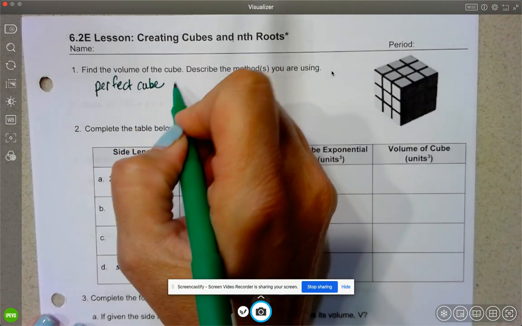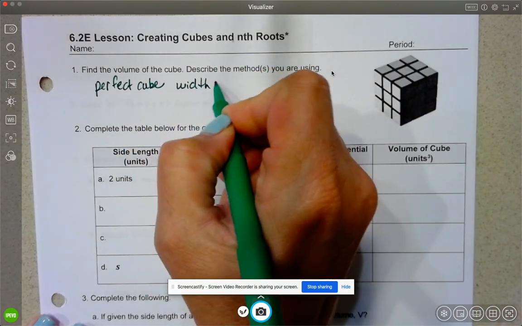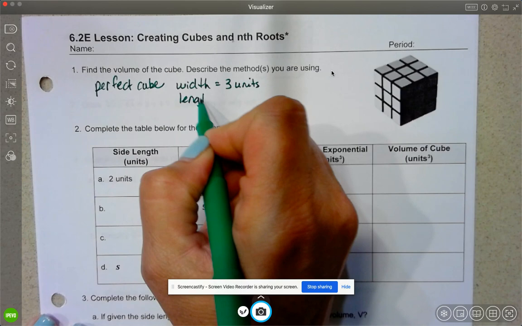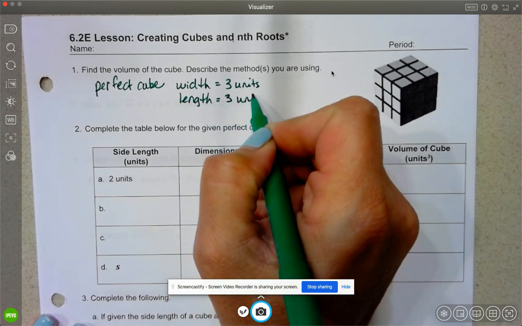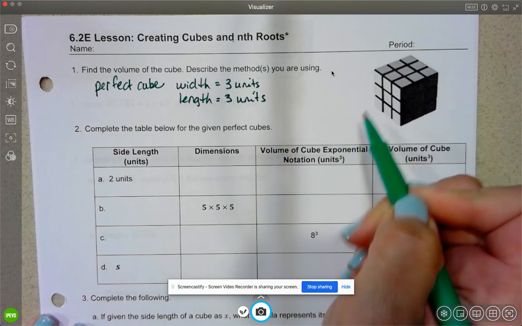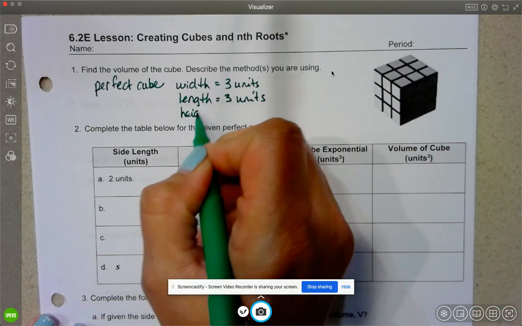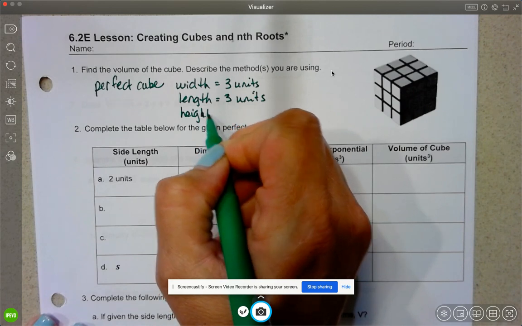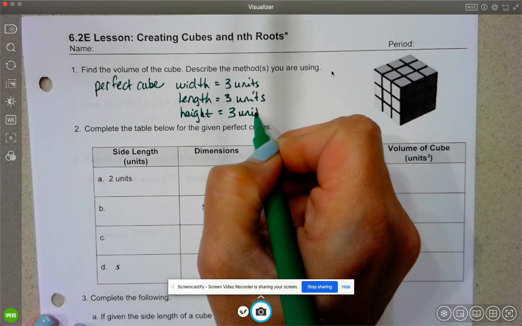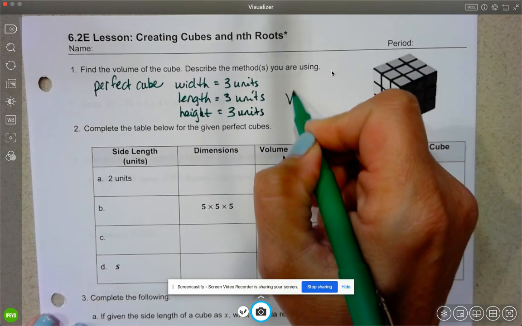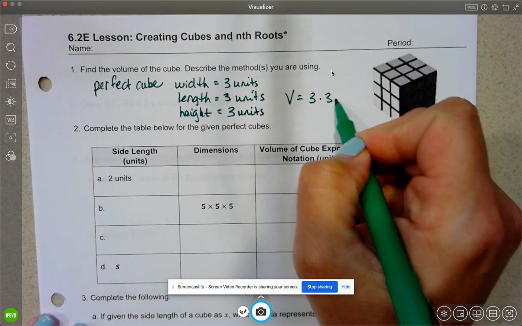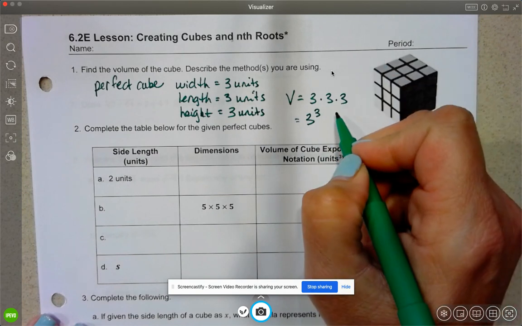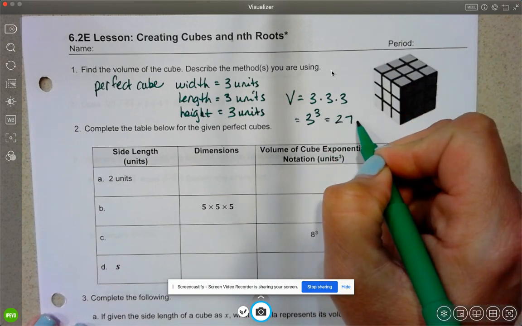So the width is 3 units. The length is 3 units. Maybe you'd say the height. Oh, I should probably spell that right. Height is 3 units. So to find the volume, you just multiply 3 times 3 times 3, or 3 cubed, and we get 27 units cubed, or cubic units.